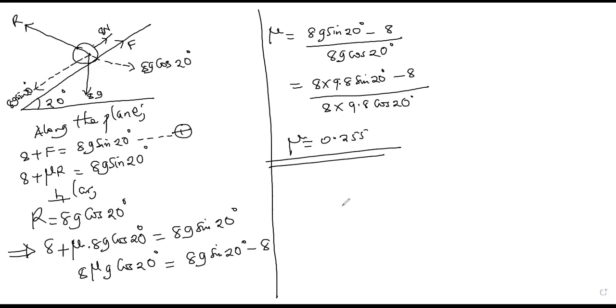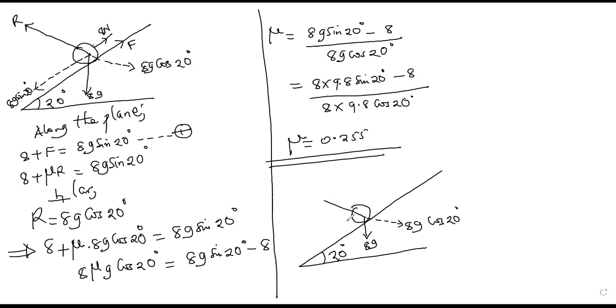Is it clear? Then they have said that after the body reached up the plane, the force was removed. We have already seen that condition. When the applied force was removed, of course we still have 8g, and this is 8g cos 20 degrees, and this is 8g sine 20 degrees. This is the normal reaction. The applied force was removed, but we still have the frictional force.